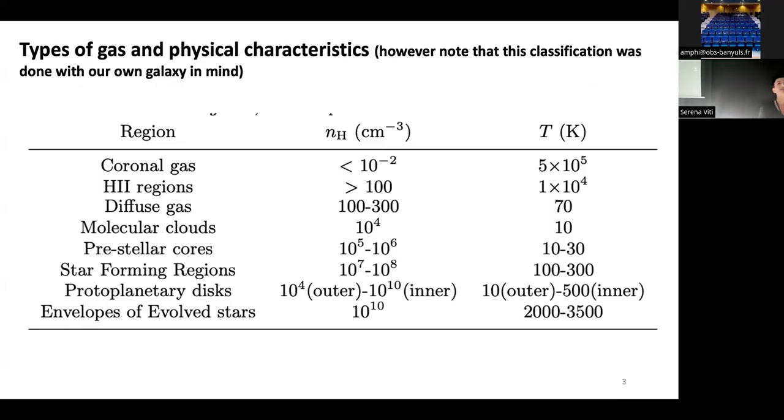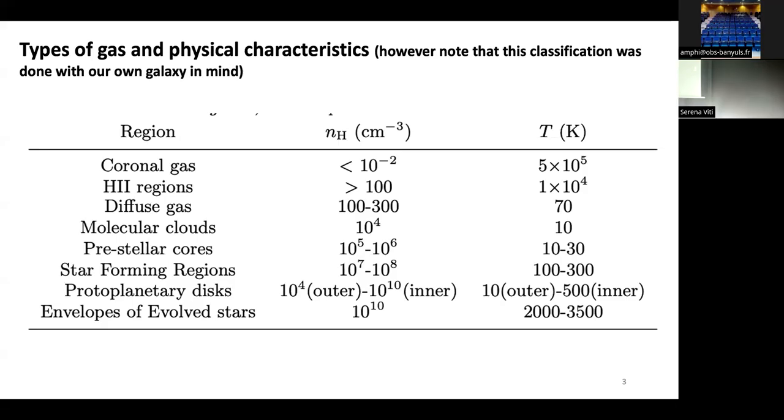Okay, let's first set the scene. What are these regions where I say molecules are present? This is a very basic list of regions which, as I wrote there, is a classification done really with our galaxy in mind, but I do think that it's still valid for extragalactic environments. We are not going to concentrate on most of these regions, of course, but have a look here in the middle, right? Here is where molecular clouds, cores that have not formed stars but will be forming stars are, and eventually disks where planets are, okay?